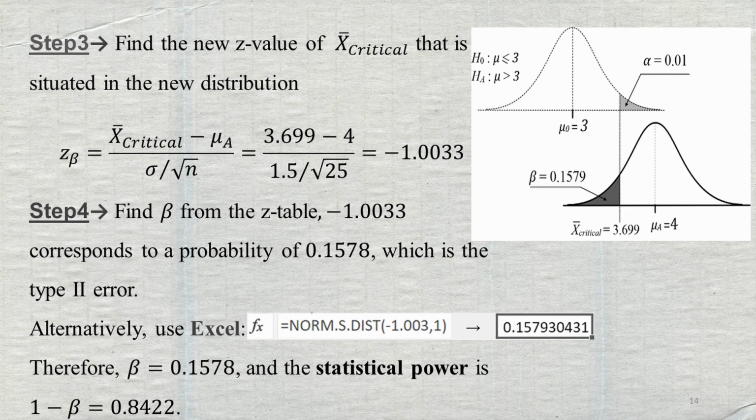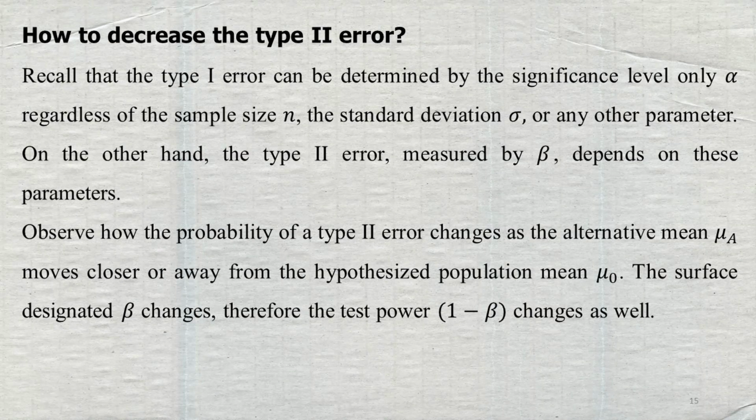Step 4. Find beta from the z-table. Negative 1.0033 corresponds to a probability of 0.1578, which is the type 2 error. Alternatively, use Excel as shown. Therefore, beta equals 0.1578, and the statistical power is 1 minus beta equals 0.8422.